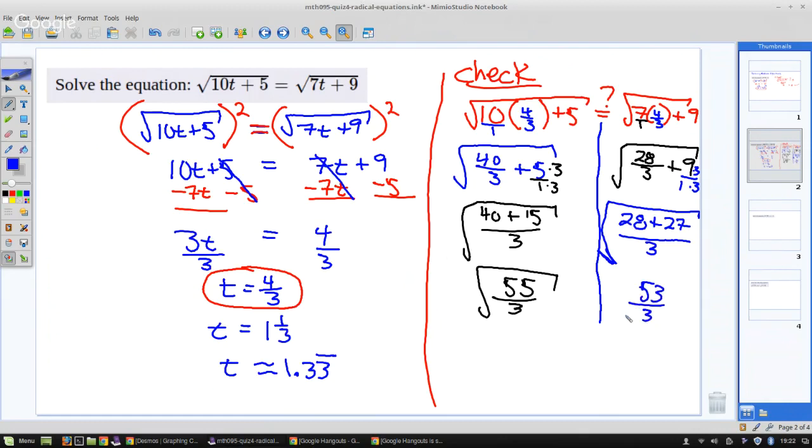Hey, I don't even need my calculator because they match. Check. So that confirms, since I get the same thing on each side when I plugged it in, that t equals 4 thirds is the answer. Circle that again. All right, nice. And you really got to check because sometimes you could be led astray on these.